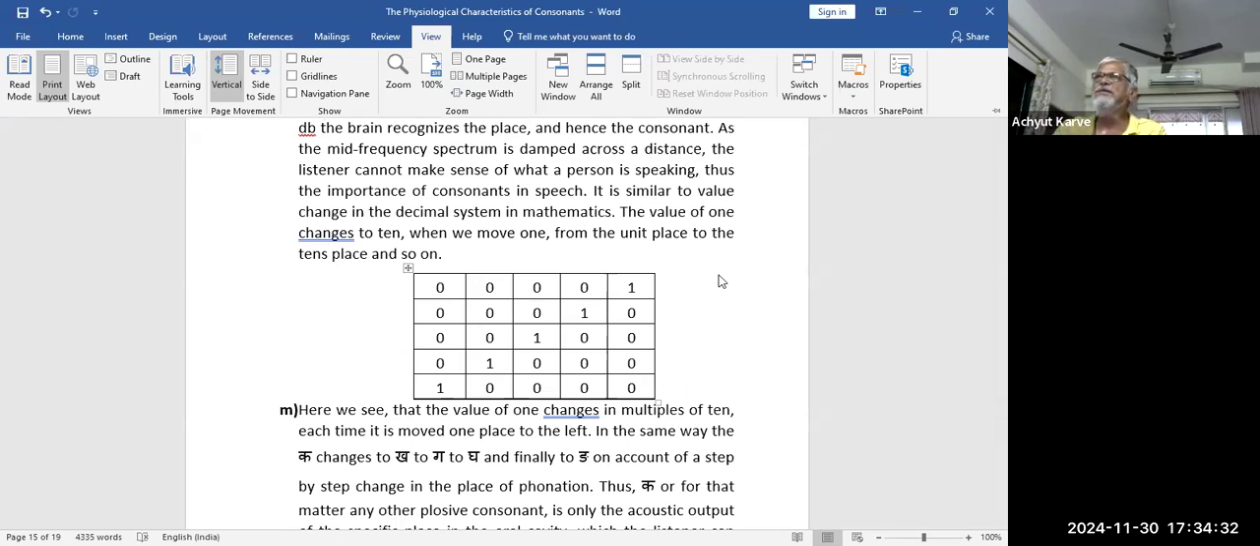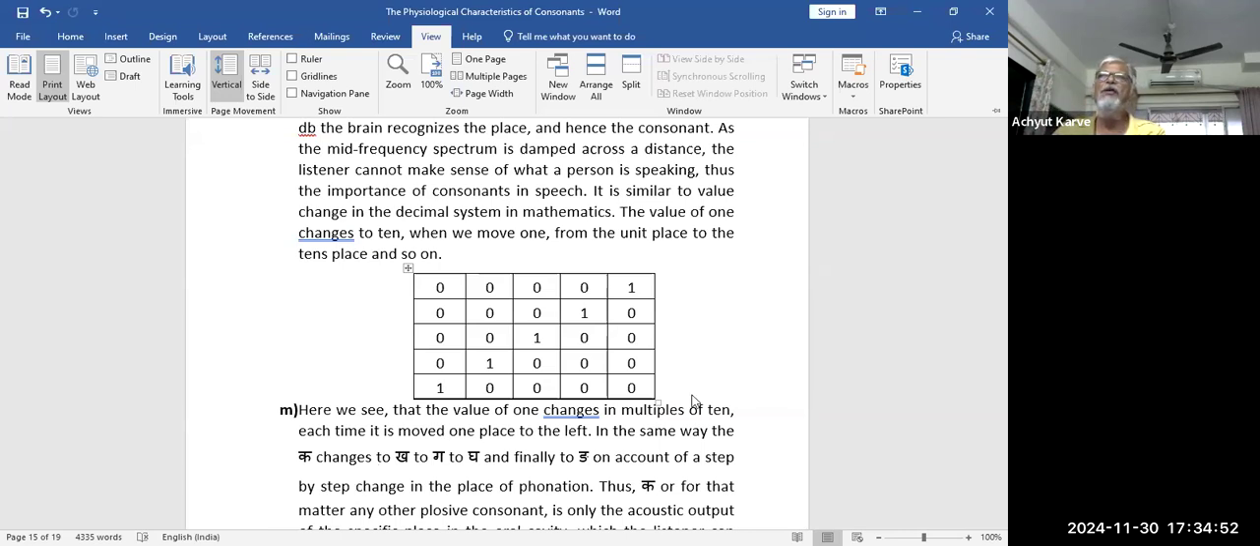Similarly, as in the decimal system. In Indian philosophy, place has great importance. This is not the case with other philosophies, where place has no importance. So, place is important. So, ka is differentiated from kha by place.